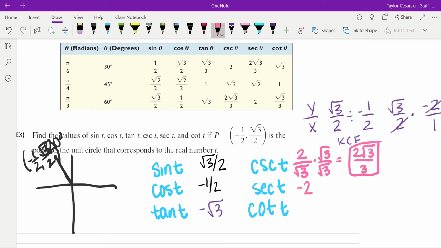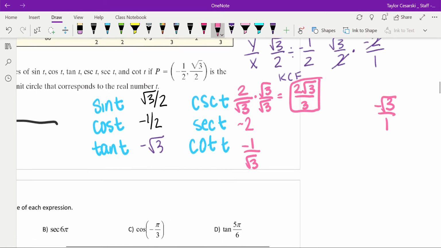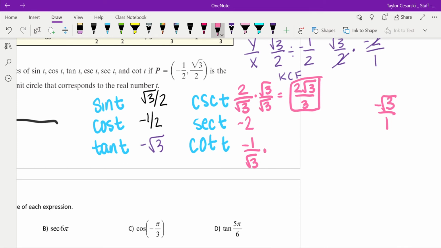And then this one, so it was negative, remember there's really a 1 on the bottom. So that turns into negative 1 over square root 3. All right, again, you can just leave it like that, but we're going to rationalize on this example. So that turns into negative square root 3 over 3. And that's it.